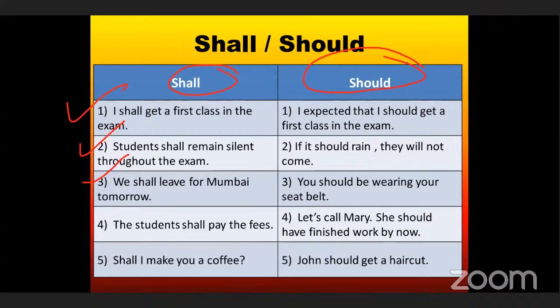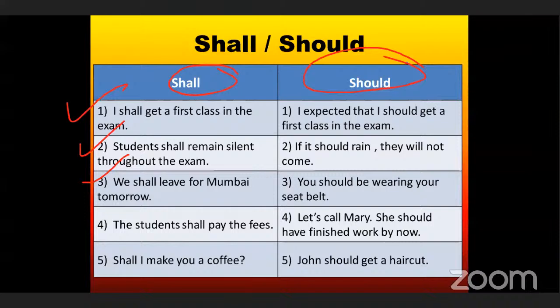Third example, you should be wearing your seat belt. Now this example comes under which function? Obligation. That you should be wearing your seat belt. Fourth example, let's call Mary. She should have finished work by now. It is a probability. And fifth example, John should get a haircut. Here it is a suggestion.